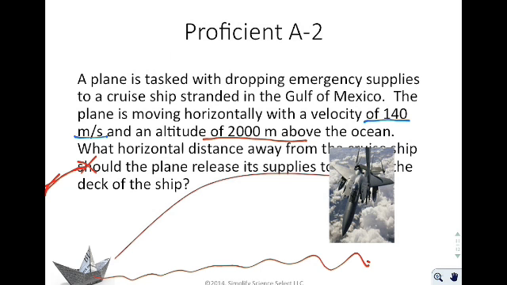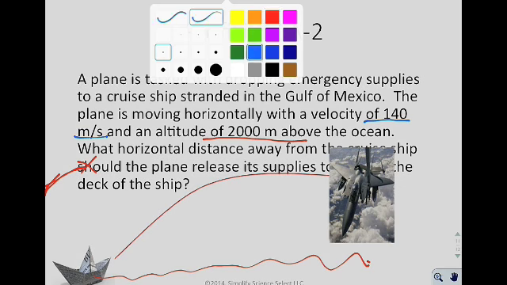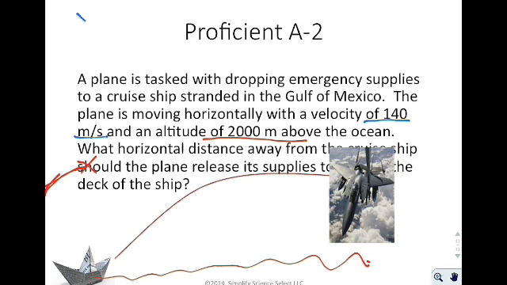And once we know that distance, that's going to be our answer for this particular question. So what I'm going to do is set up a chart of x and y's. The only thing that I know in the x direction is the velocity. I know that the velocity is 140 meters per second. And I'm trying to solve for the displacement. That's ultimately what I want to know, the displacement in the x direction.